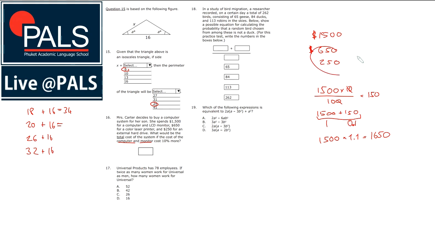And then we have to add, obviously, this to the whole thing. Together, this is equal to $900. So 1,650 plus 900 is equal to 2,550.